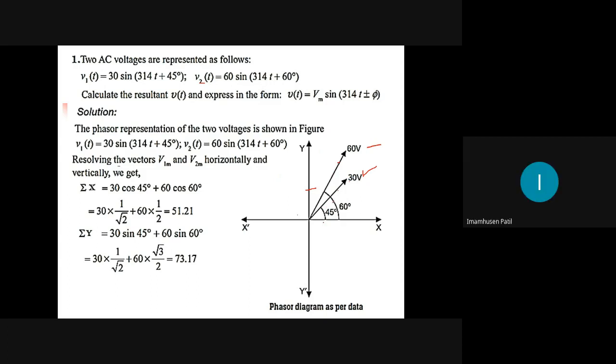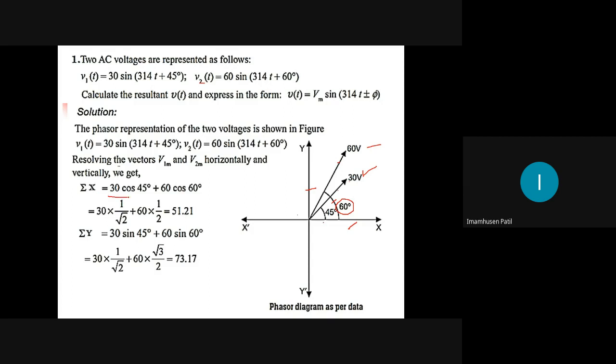Second, how much angle is it? 60 degrees. 60 cos 60 degree. Okay, that is the horizontal component. Vertical component? 60 sine 60 degree. Okay.